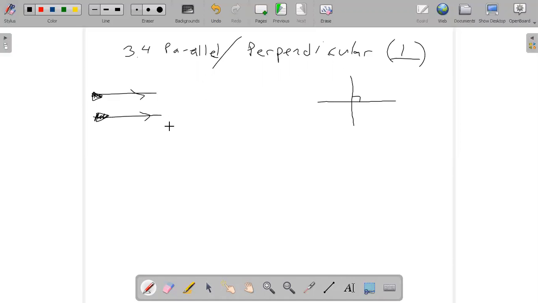There is a symbol for parallel. I could say that line AB is parallel to line CD. So if I see this thing right in here, where it's two lines that look like that, that is just the shorthand notation for parallel.